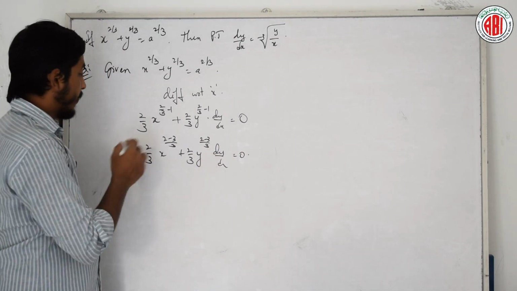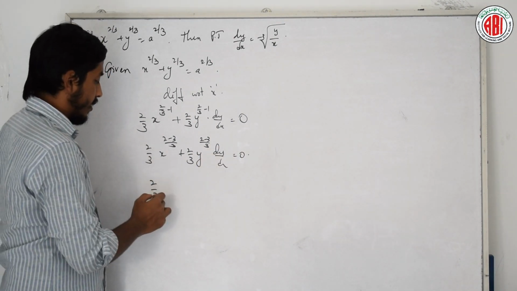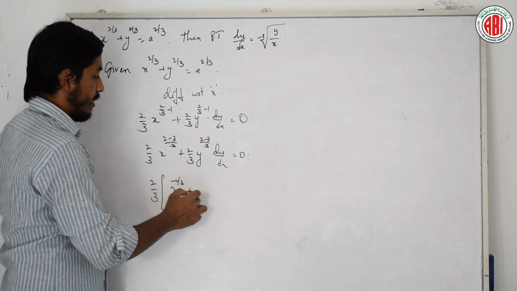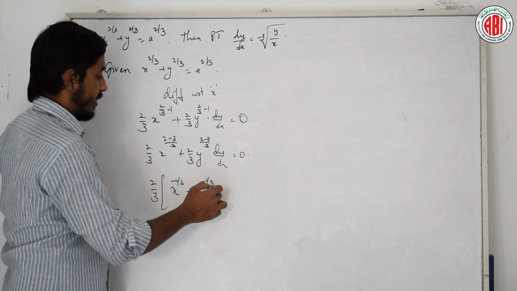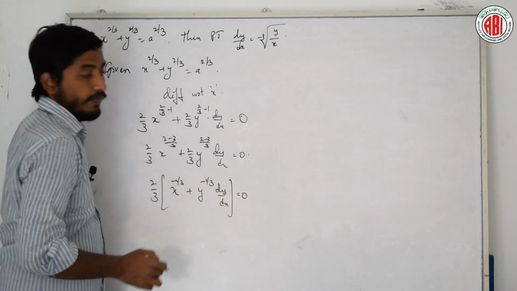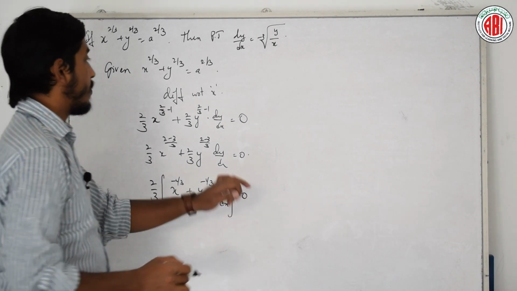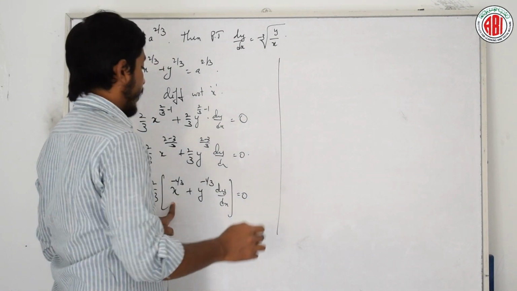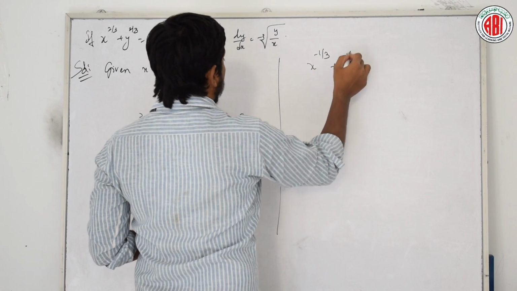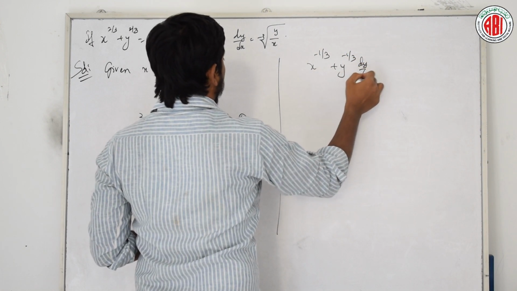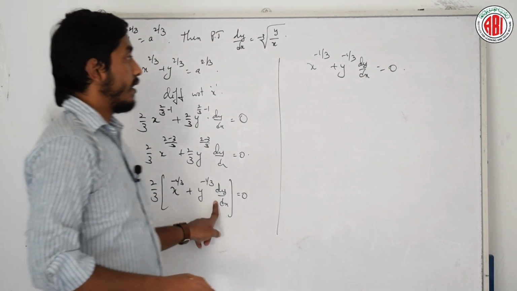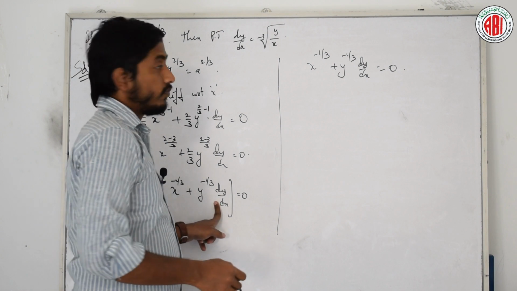Is it fine? Let us take 2 by 3 common. What it will become? x power 2 minus 3 is minus 1 by 3 plus y power minus 1 by 3 dy by dx is equal to 0. Okay, let us take this 2 by 3 that side, then what is left? x power minus 1 by 3 plus y power minus 1 by 3 dy by dx is equal to 0. Is it clear? This is what he asked us to prove, right?